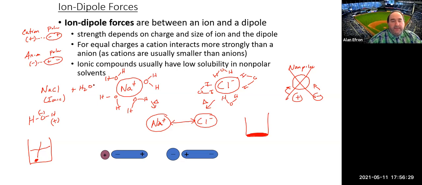So ion-dipole is pretty much like the name implies. It's the force that's used between an ion and a polar molecule. It is sort of under the umbrella of dipole-dipole interaction.